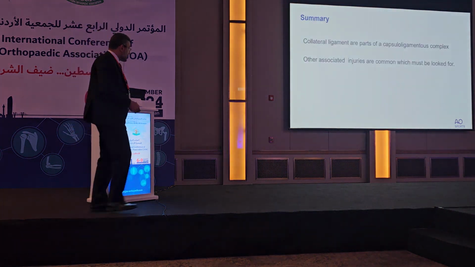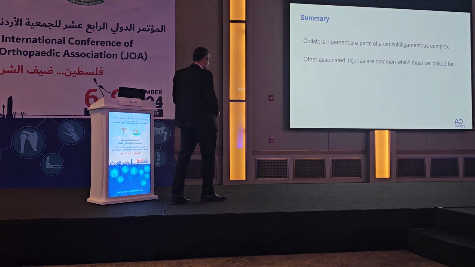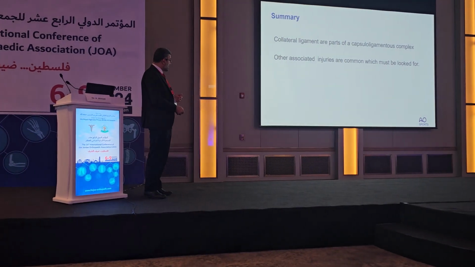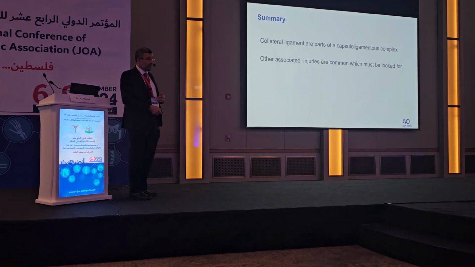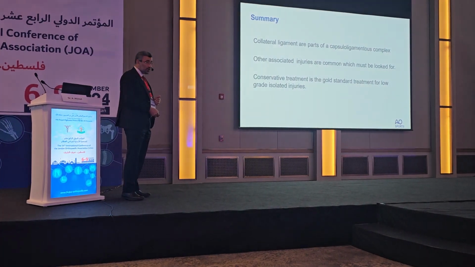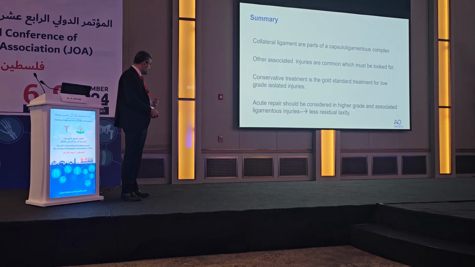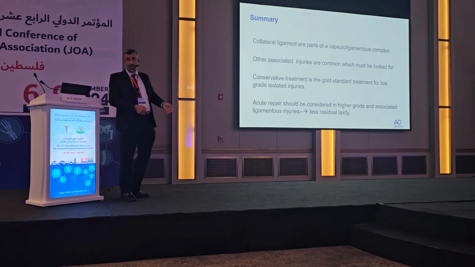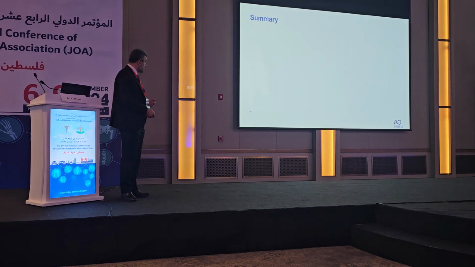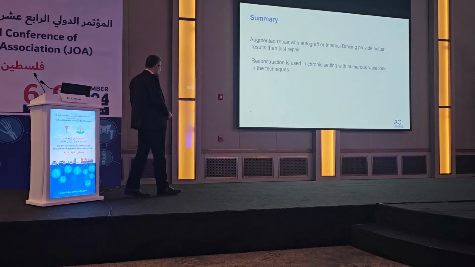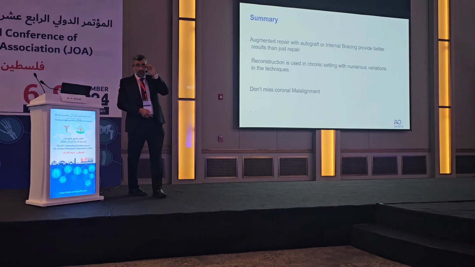So in conclusion, collateral ligaments are part of a capsular ligamentous complex structure. Other associated injuries are common, which must be looked for and treated. Conservative treatment is the gold standard for low-grade injury, and when there are no associated other ligament injuries. Acute repair should be considered, and augmented repair should be considered, because this will lead to less later residual laxity, and augmented repair has a benefit over just repair. Reconstruction is used in the chronic setting with numerous variations in the techniques, and don't miss the coronal malalignment.